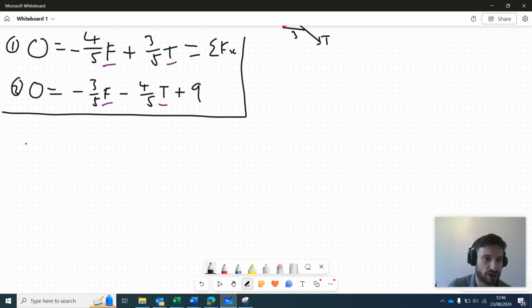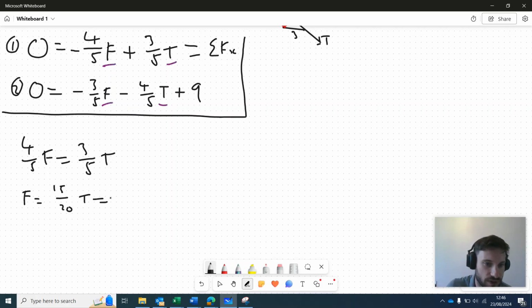I'm going to rearrange equation 1, so I've got 4/5 F is equal to 3/5 T. Apologies for my handwriting. And I'm going to multiply both sides by 5/4, which gives me F is equal to 15/20 T, which is equal to 3/4 T. If you're not familiar with what I did there, I'd suggest working on your algebraic rearranging. Okay, so I'm going to label this equation 1 now. So I have F in terms of T.